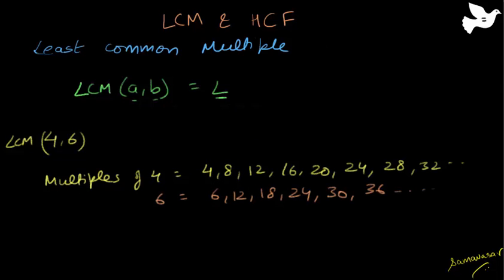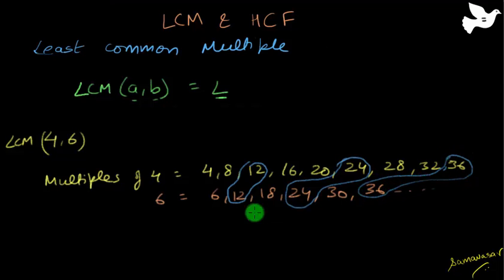Now, in this case, you will see that if I try to find out the common multiples, 12 is a common multiple, right? 12 is a multiple of 4 as well as 6. Now, let's move ahead. I have a 24 here and I also have a 24 here. So, 24 is also a common multiple. And after 32, I will have here 36, right? So another common multiple, as you can see here, is 36. So I can see that 12, 24, 36 are all, and so on and so forth.